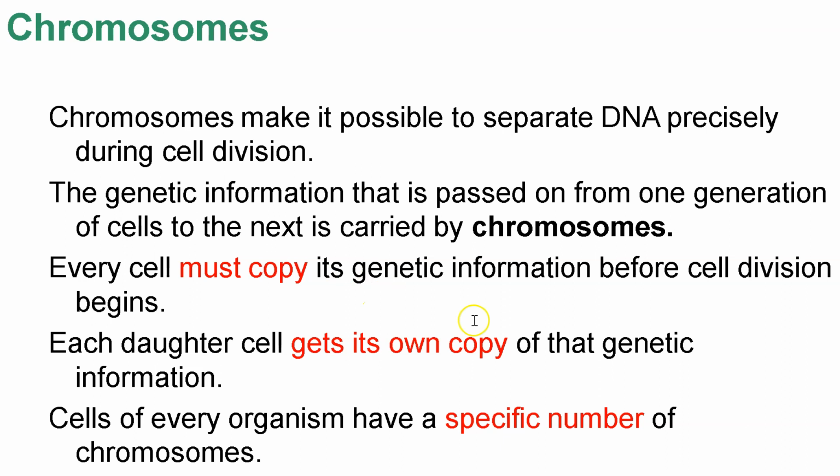Chromosomes. Humans have 46 chromosomes. You get 23 from mom and 23 from dad. Every cell must copy its genetic information before dividing. Let's say you scrape your knee. You want to make more skin cells. Those skin cells have to separate, replicate, and divide. You have to replicate your DNA because you want an entire book of DNA for every cell, so each daughter cell gets its own chromosome number.